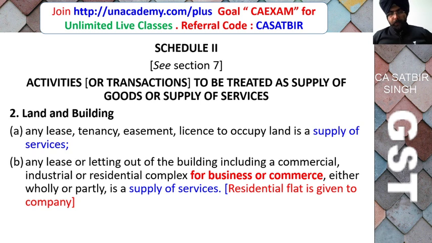In case of land and building, any lease, tenancy, easement, license to occupy the land is supply of service. Any lease or letting out of the building, including a commercial, industrial or residential complex, for business or commerce, either wholly or partly, is supply of service. For example, a residential flat is given to the company.